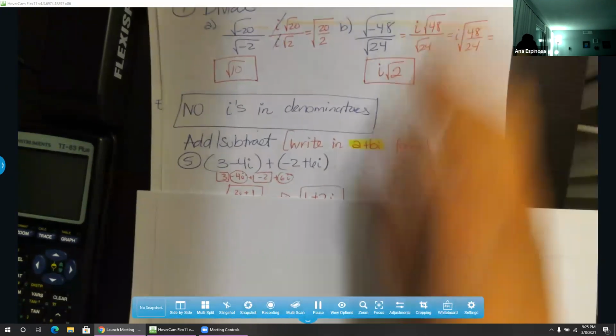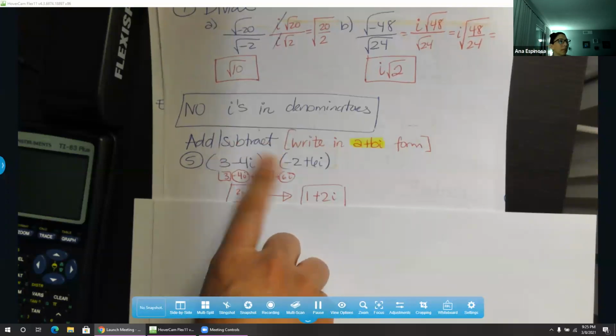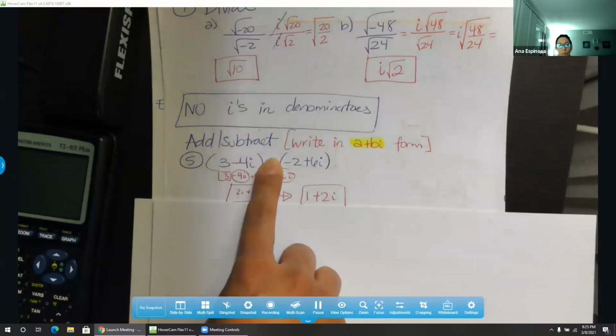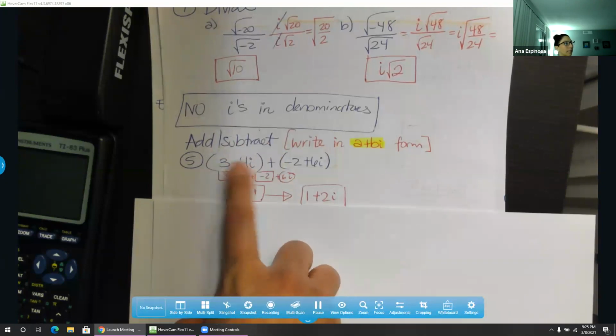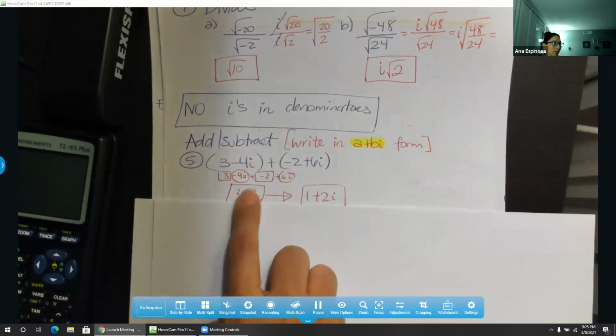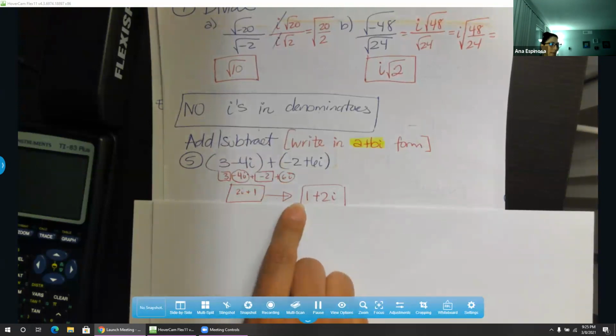When you're adding or subtracting, you just literally put the like terms together. You are not to distribute, number 5, because these are not multiplying. Had this not been here, it would be multiplication, but that's not the case. So you have to just basically add like terms with like terms and end up with your answer. Now I ended up with 2i plus 1, and it doesn't matter what I end up with. You always want to put it in a plus bi form. Make sure it is in that form so it doesn't get marked incorrectly.